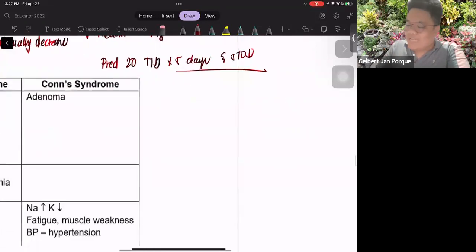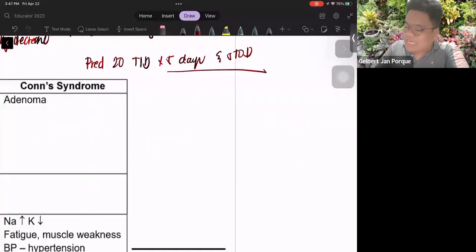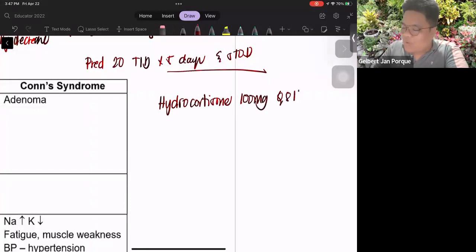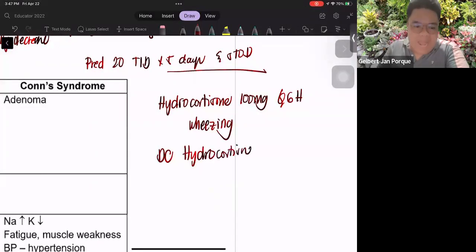The same is true in the clinical setting. For example, if our patient is admitted for asthma, usually we give hydrocortisone. The common dose is hydrocortisone 100 milligrams every 8 hours. If the asthma is severe, we give it every 6 hours. So you do not expect that after 2 days the doctor will say there is no more wheezing, the asthma is controlled, discontinue hydrocortisone. No, you don't expect that to happen.